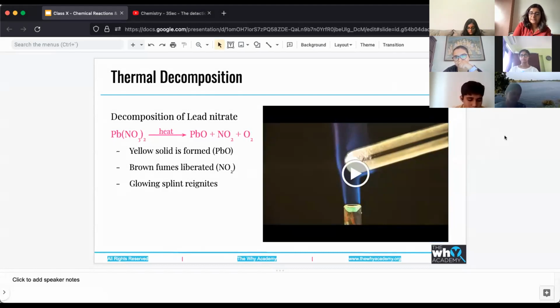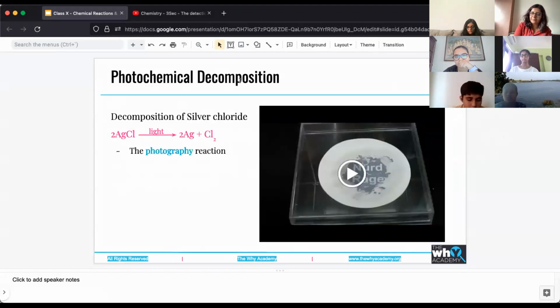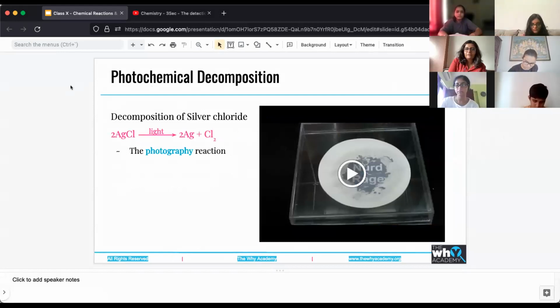Okay, so this is thermal decomposition. Next we have photochemical decomposition. Photochemical decomposition, again, is a decomposition reaction; photo means light.